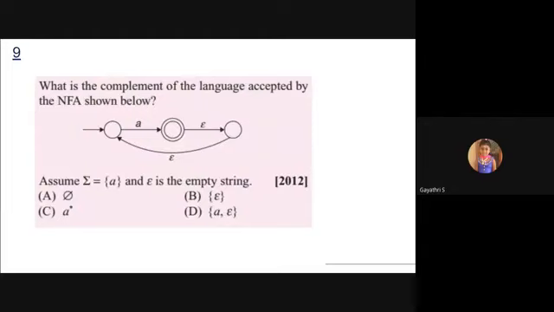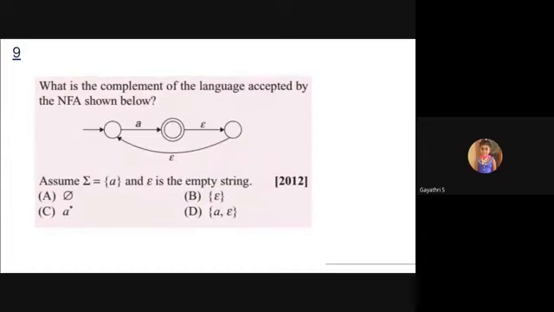What is the complement of the language accepted by the NFA? Here your NFA is accepted by A, right? Only two alphabets are available here: only A as well as epsilon. No more alphabets are added here. So this NFA is accepted by A. So what's the complement?